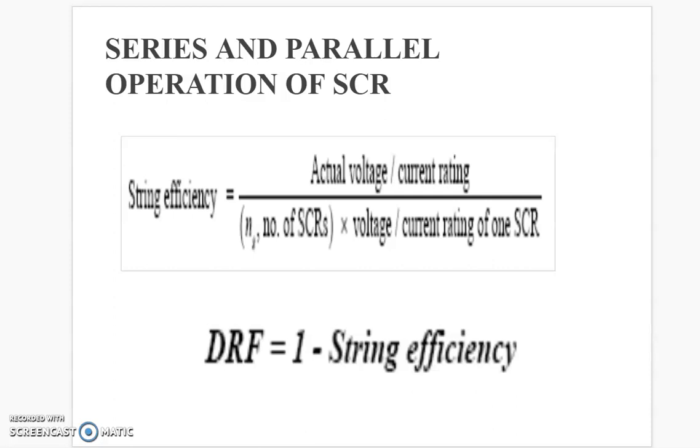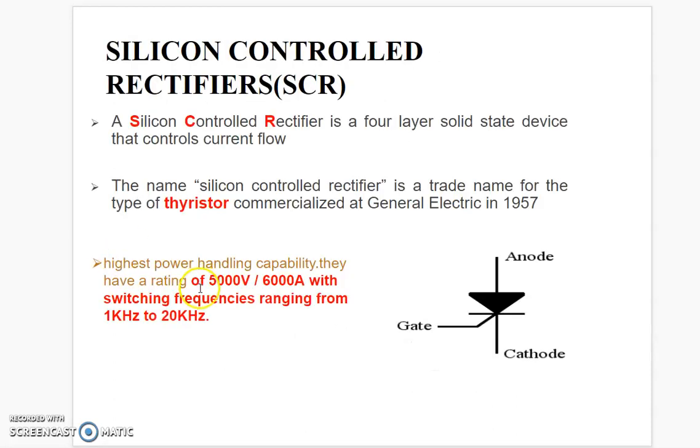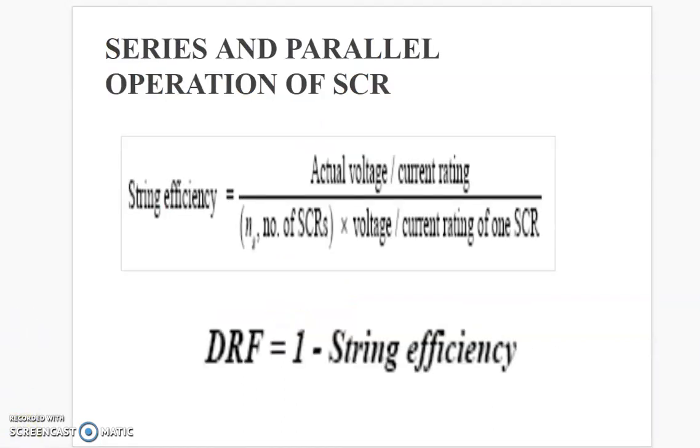We already know that the thyristor has a high current and voltage rating. We saw that the thyristor has the highest power handling capacity, with 5000 volts and 6000 amperes. So why do we need series and parallel operation of SCR? Why should SCRs be connected in series or in parallel? Actually, SCRs must be connected in series and parallel to extend the voltage and current capabilities.